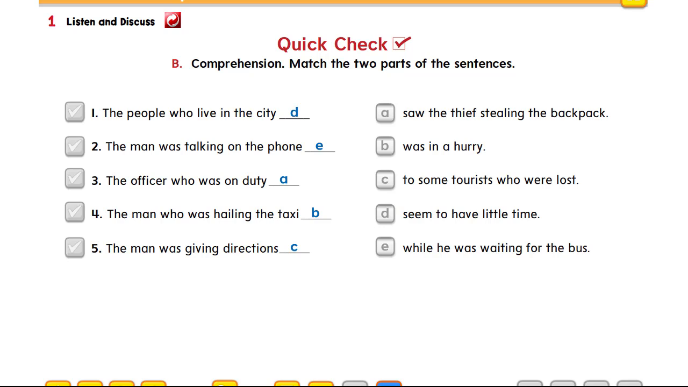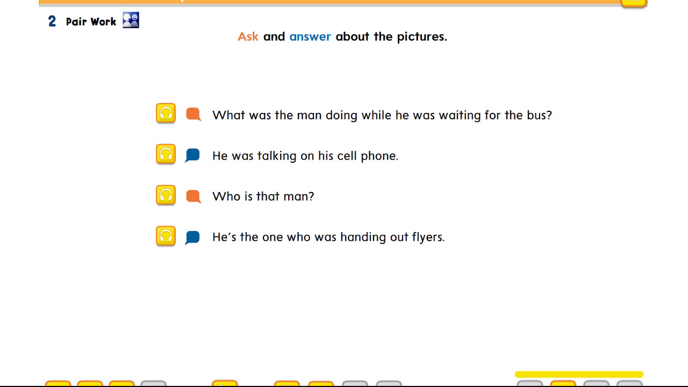A. Saw the thief stealing the backpack. Number 4. The man who was hailing the taxi, B. Was in a hurry. Number 5. The man was giving directions, C. To some tourists who were lost. What was the man doing while he was waiting for the bus? He was talking on his cell phone. Who is that man? He's the one who was handing out flyers.